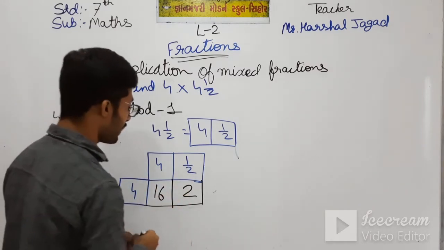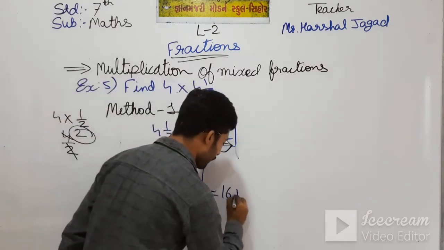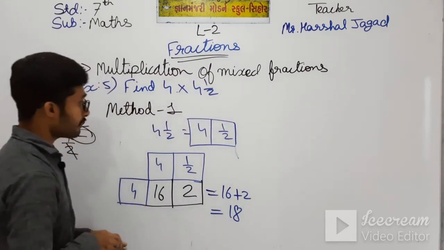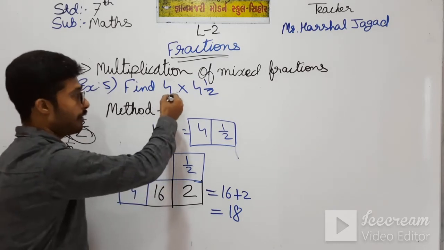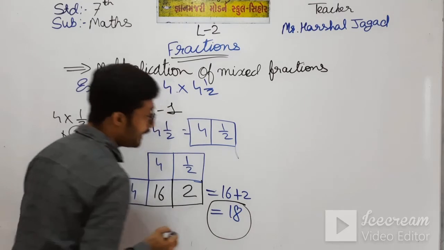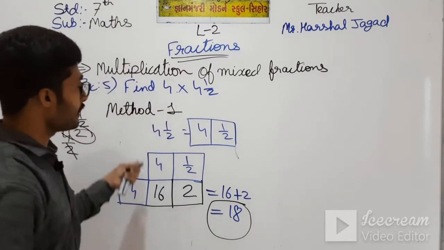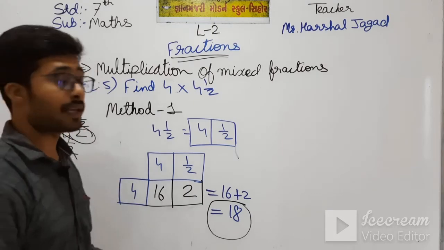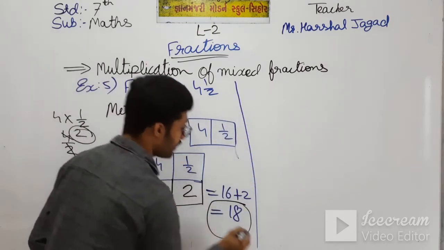Okay students, so what is the answer? That is 16 plus 2, that is 18. So if we multiply 4 into 4 and half, then the answer will be 18. So this we have solved using method number 1, that is the box multiplication method. Okay students, next.